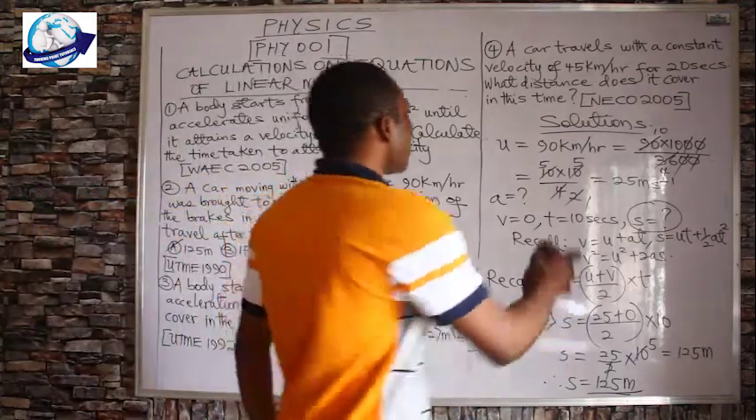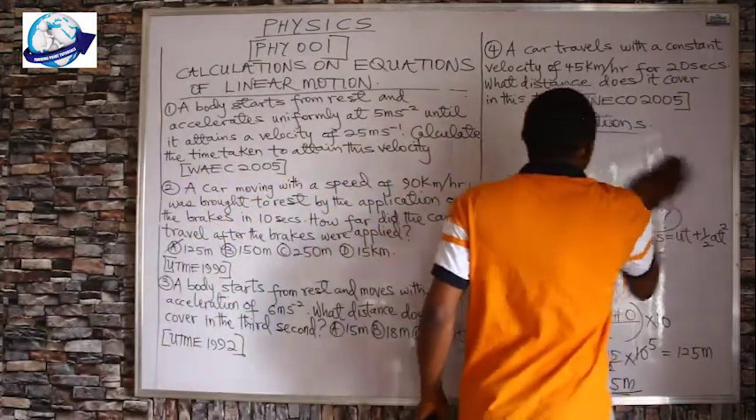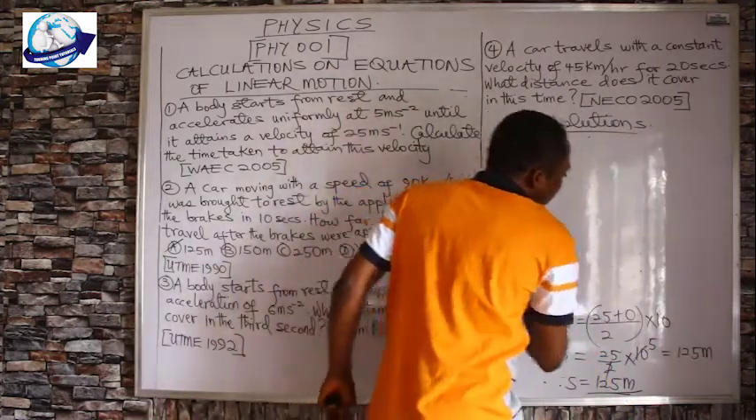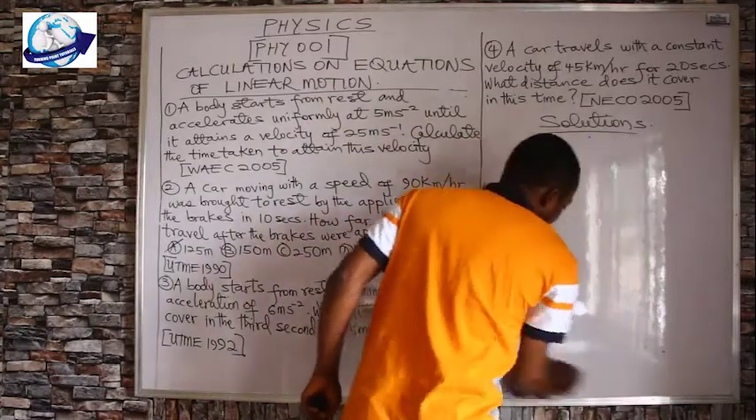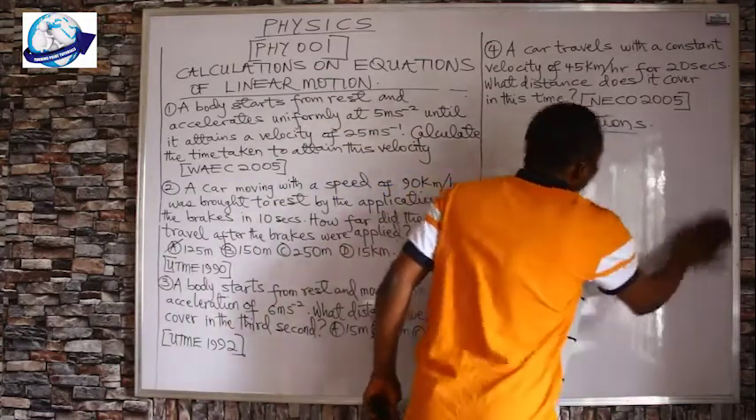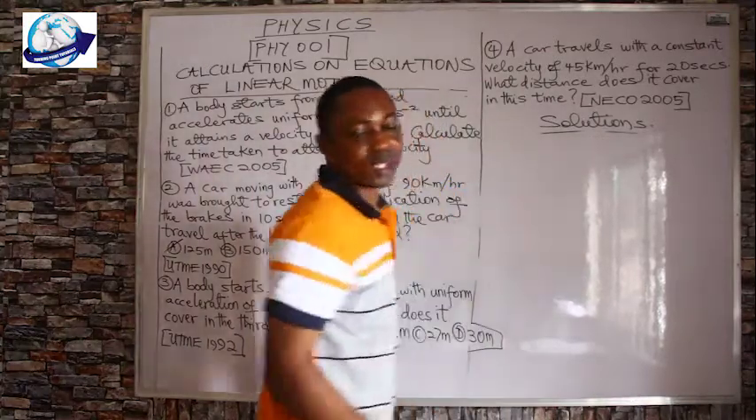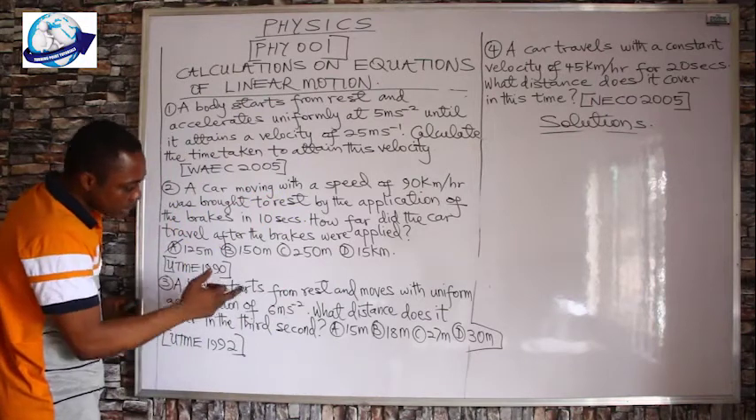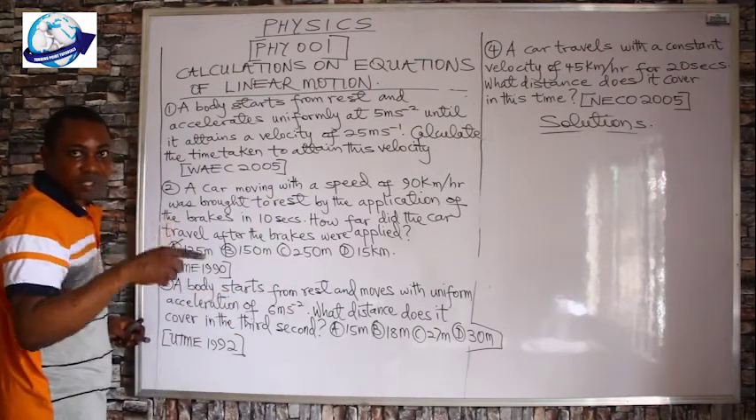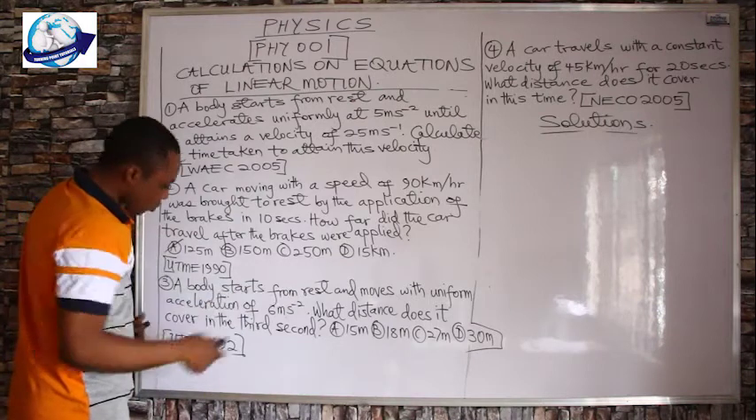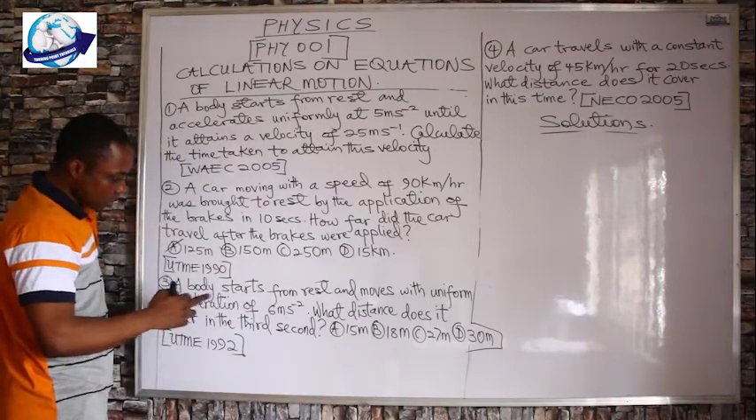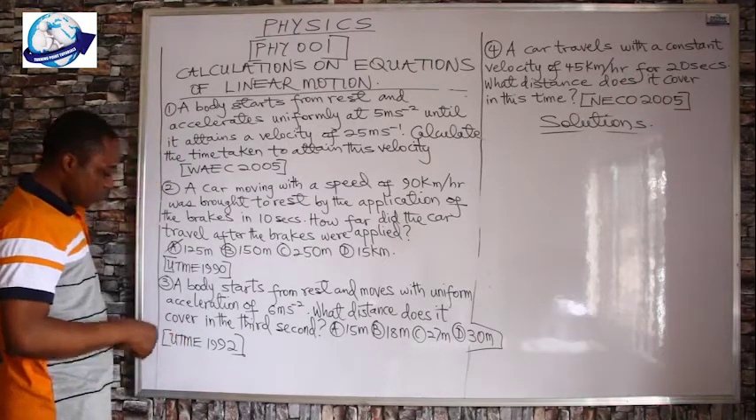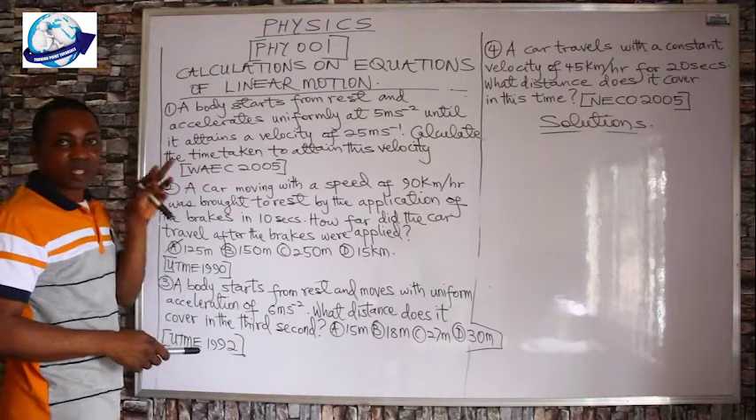This is very important. Let's consider it very quickly. This is the kind of question that we need to work out with wisdom. It's not too hard. It's straightforward. But we need to consider the statement here. What is the statement? A body starts from rest, so the initial velocity U is 0, and it moves with uniform acceleration of 6 meters per second squared. What distance does it cover in the third second?